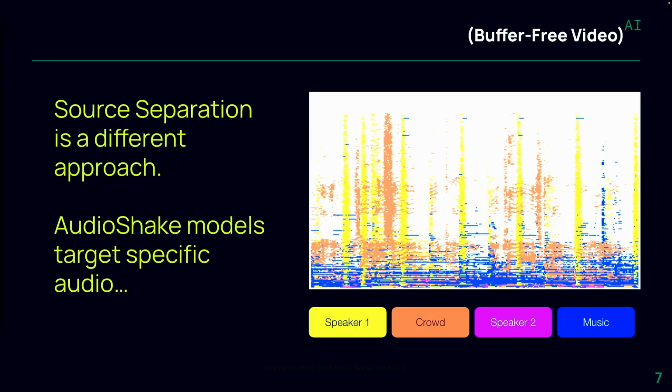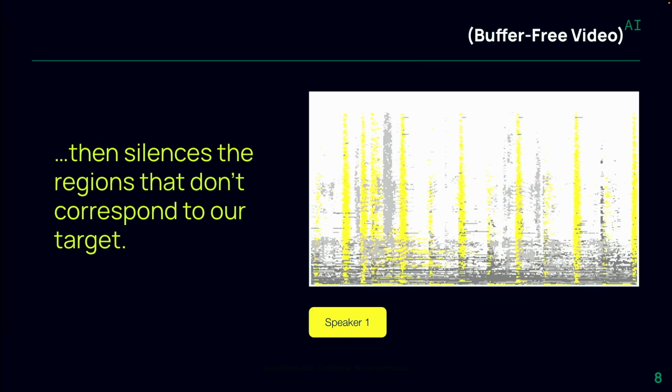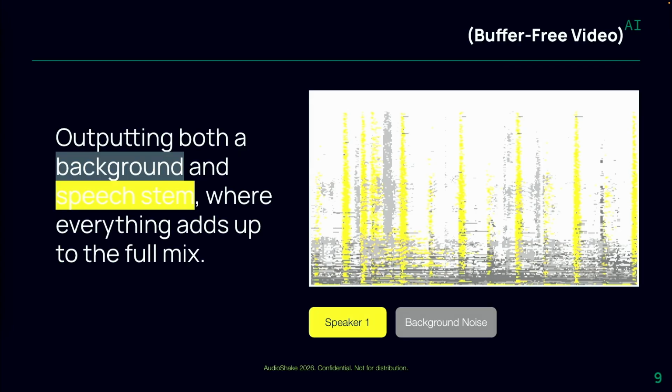So what happens in source separation is that we're able to identify each of the various sources within an audio signal. So you would have speaker, crowd, speaker two, and music. And what the AudioShake model does is that we can target specific sections of this and then isolate that. One of the examples that I'm going to show you here is dialogue RT, where we're able to separate one dialogue stem and the rest is just background noise. That's a quick and easy way of getting at least one dialogue stem.